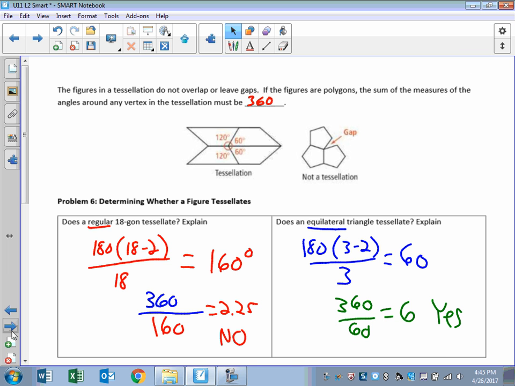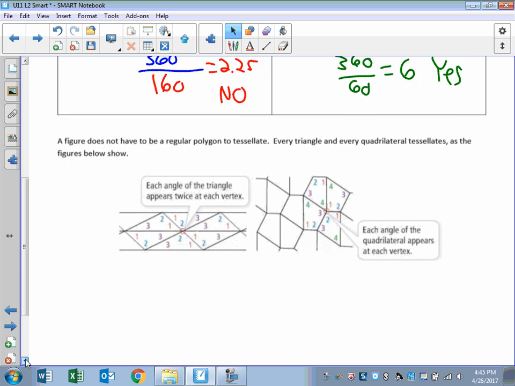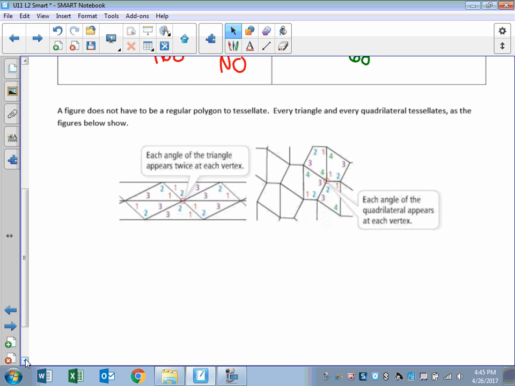That's pretty much the idea. Once you find the measure of one of the interior angles, you just see if you can divide 360 by that number, and if it's a whole number, the shape will tessellate. Okay. Now, a figure doesn't necessarily have to be a regular polygon to tessellate, but for our purposes, if you see the questions on the test, just think regular shapes tessellate.